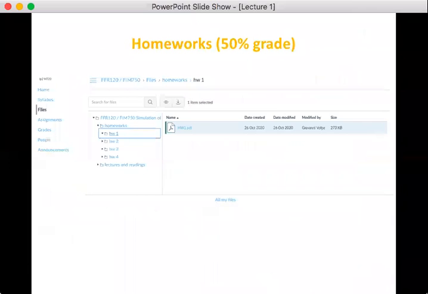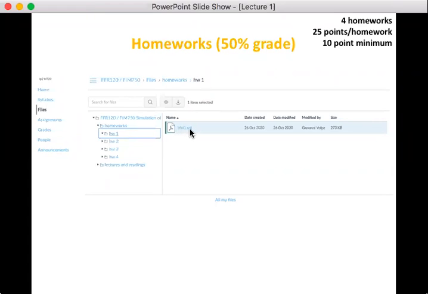Okay, then there are the homeworks, which are graded. So they represent 50% of the grade. And you see, again, the homeworks can be found on Canvas. You go to Files, and you have the 4 homeworks. The 4 homeworks are already there, so you can already look at them and see what they are about. For example, here we have homework 1.